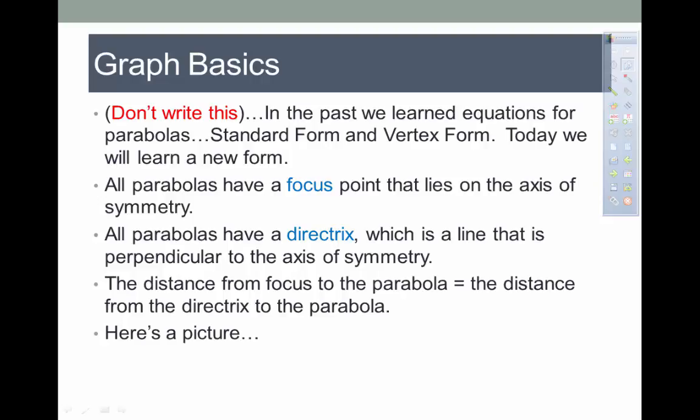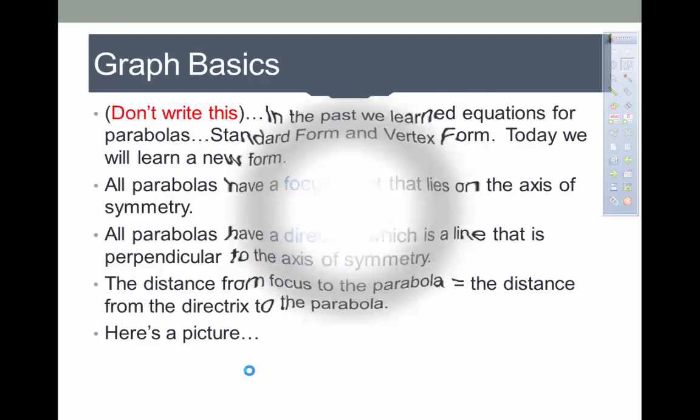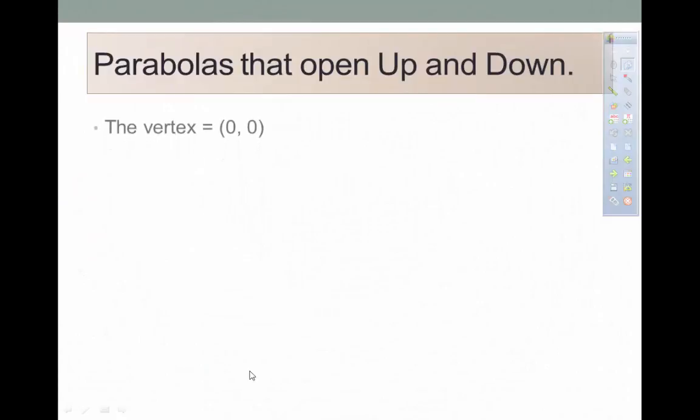So here's a little connection. This is why we want to know where the focus and the directrix are, because the distance from the focus to the parabola is equal to the distance from the directrix to the parabola. And this is quite amusing. On the next slide, we're going to see some equations. Okay?